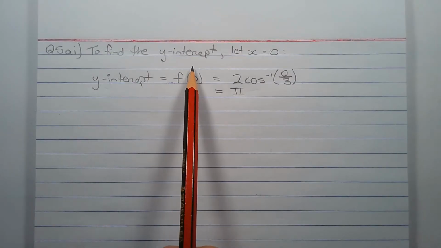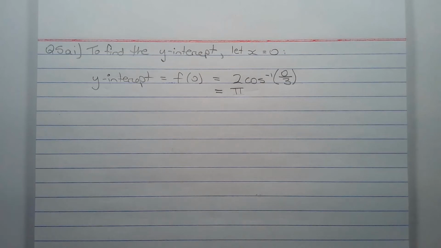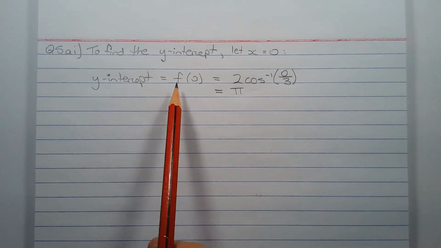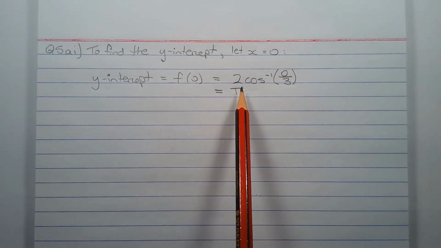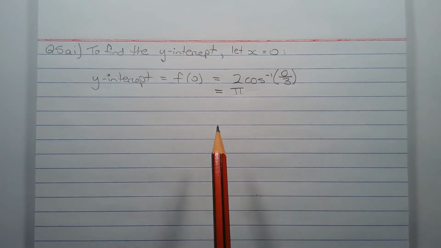To find the y-intercept, we substitute x equals 0 into the equation. So the y-intercept is equal to f of 0, which is equal to 2 inverse cos of 0 over 3, which equals pi.